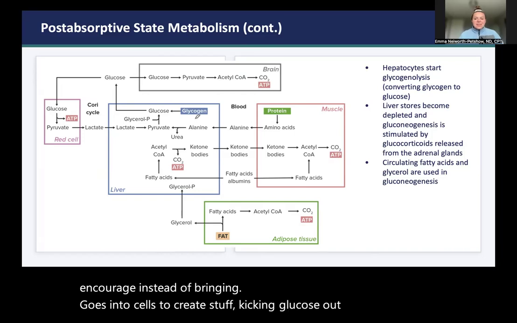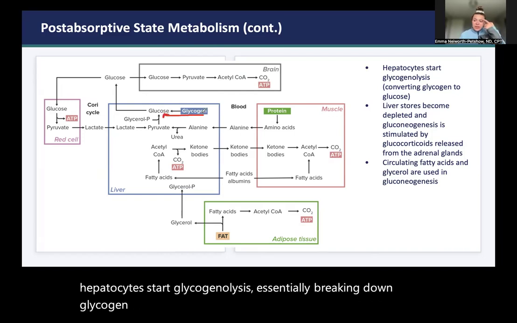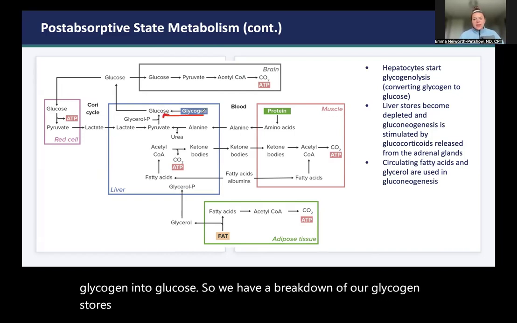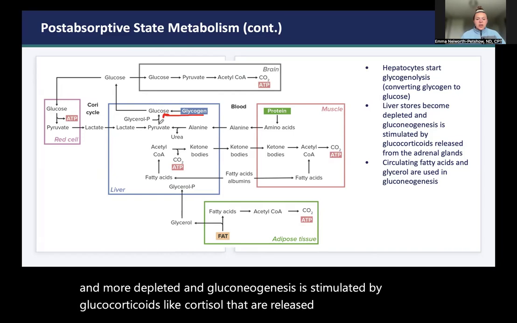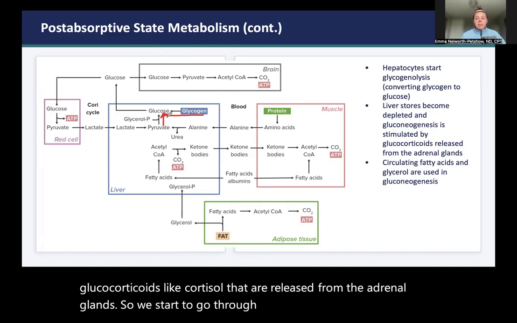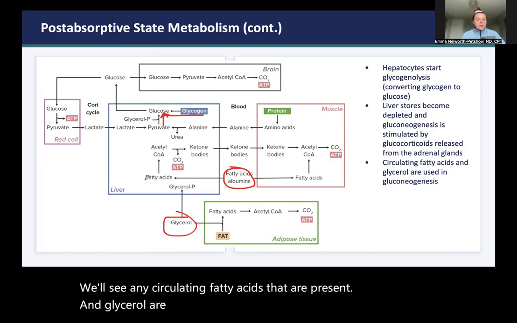So our hepatocytes start glycogenolysis, essentially breaking down glycogen into glucose. So we have a breakdown of our glycogen stores instead of creation. Liver stores then start to become more and more depleted, and gluconeogenesis is stimulated by glucocorticoids like cortisol that are released from the adrenal glands. So we start to go through this reverse process to again get more glucose. We'll see any circulating fatty acids that are present and glycerol are also used in this process of gluconeogenesis.